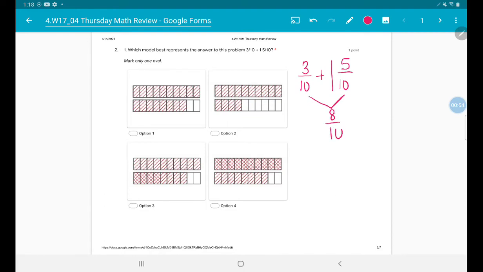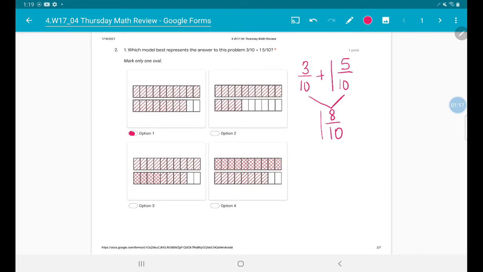And we still have that one whole shaded in too, don't we? From 1 and 5/10. So 3/10 plus 1 and 5/10 equals 1 and 8/10. Which option has 1 and 8/10 shaded in, Callie? Number 1. Option 1 is correct.